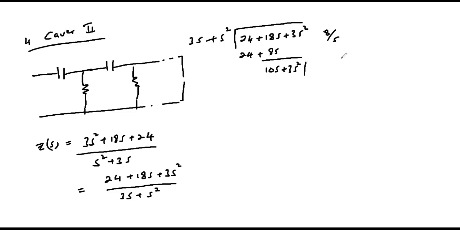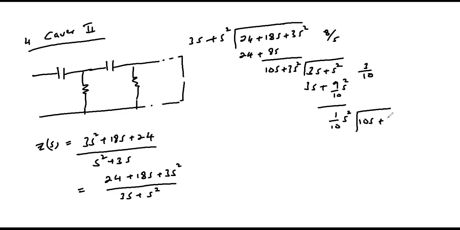Then we divide these into 3S plus S squared. We need 3S from 10S. That means we multiply this with 3 over 10. So if you multiply 3 over 10 by 10S, we get 3S. This is going to give us 3S plus 9 over 10S squared. And the difference is 1 over 10S squared, which again we divide into 10S plus 3S squared.